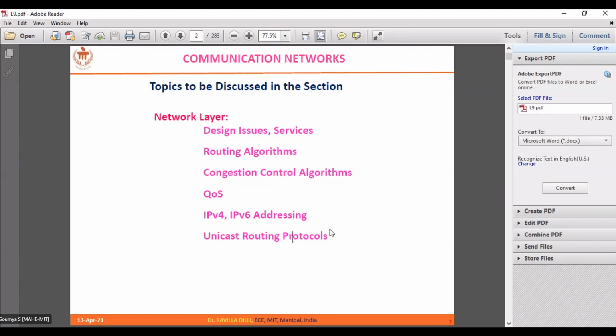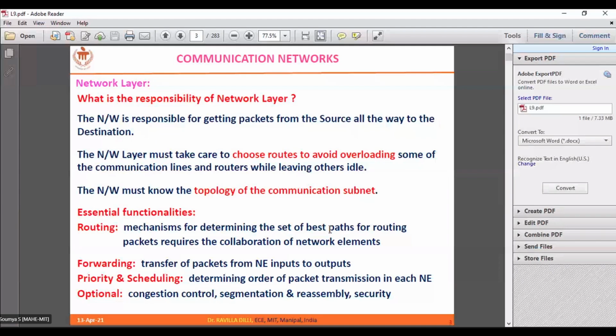Now moving further, similar to what I have already discussed, the responsibility of the network layer is what? It is responsible for getting packets from the source all the way to the destination. It should take care to choose the routes to avoid overloading or creating bottlenecks in some of the communication lines. And the network should also know the topology of the communication subnet. Now, some of the essential functionalities are routing, forwarding, priority and scheduling, and some other functions.